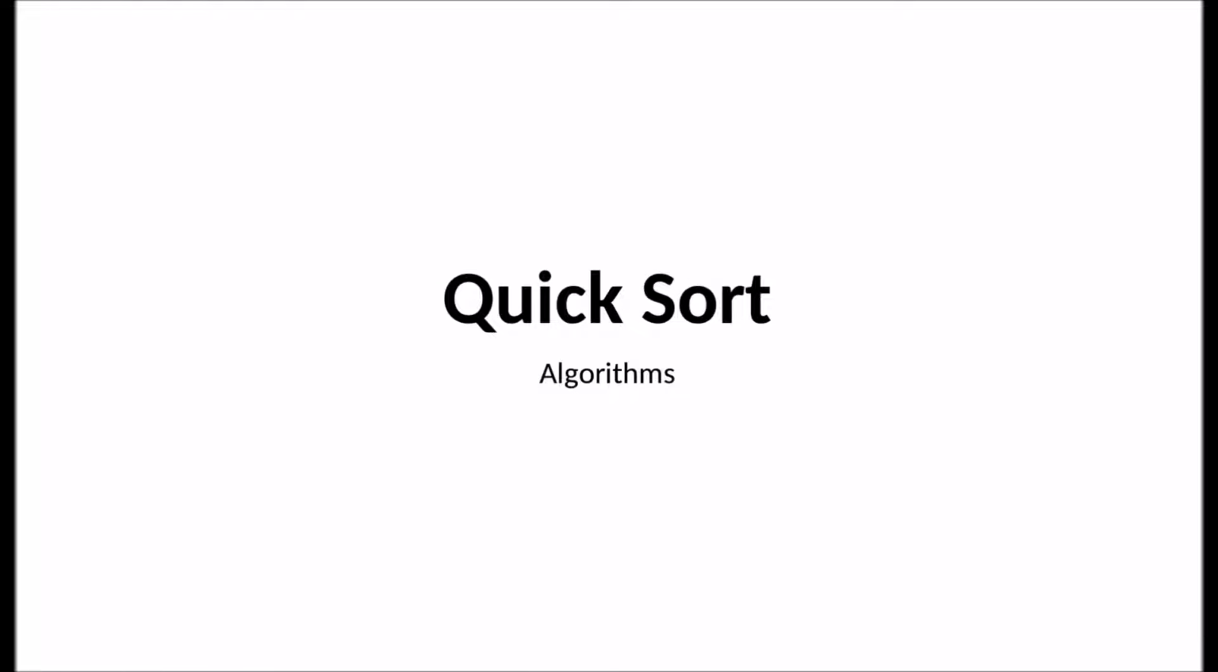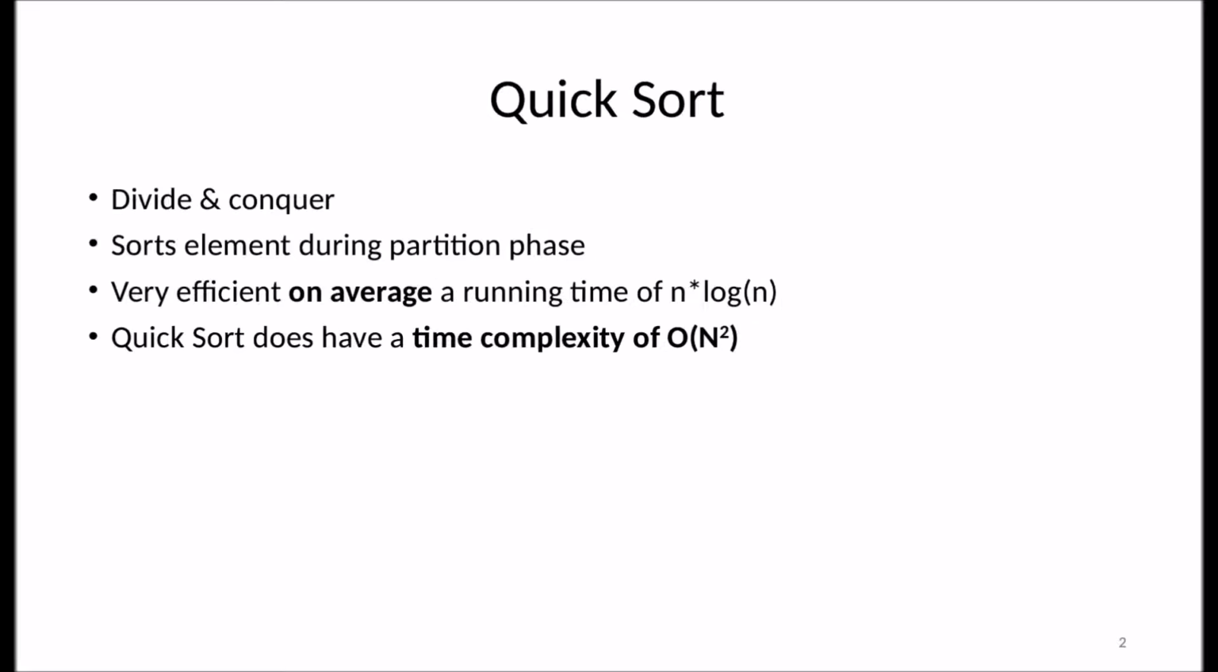Hi guys, in this video I explain how quicksort works. Quicksort is a very efficient sorting algorithm that uses a divide and conquer approach. The division phase of quicksort is referred to as the partition phase. This is the phase in which the sorting occurs using a pivot element.